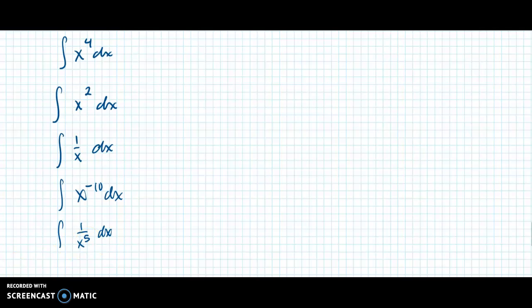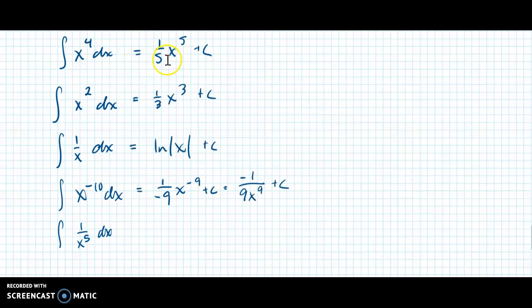Pause. Here it comes. Okay, 1/5 x to the 5th plus a constant, easy power rule. 1/3 x cubed plus a constant, easy power rule. Integral of 1 over x, ln absolute value of x plus c. That's what we've been talking about. All right, this one, x to the negative 10th. I'm in the negatives with the x's, so I got to go up 1. Up 1 above negative 10 is negative 9. So I get x to the negative 9th.